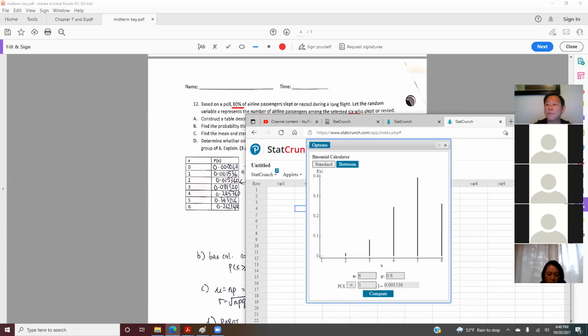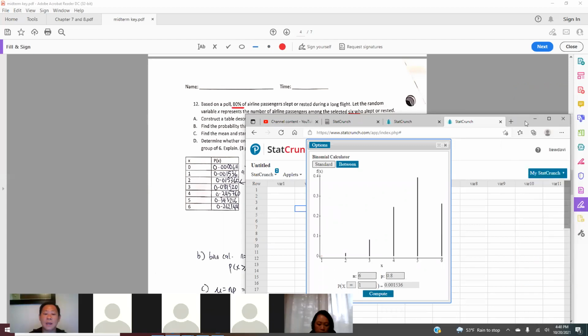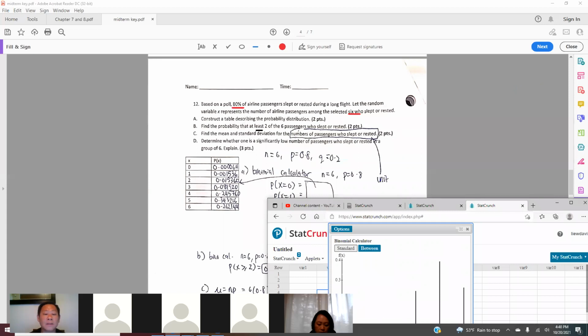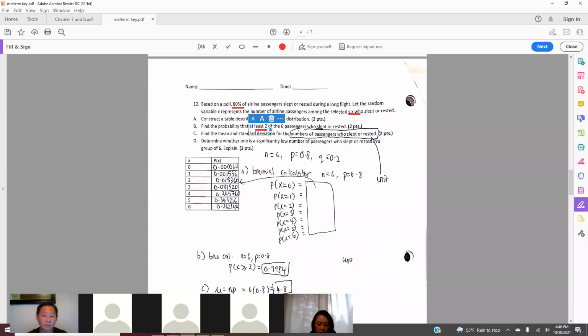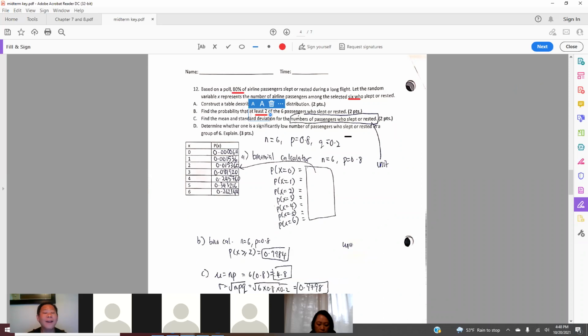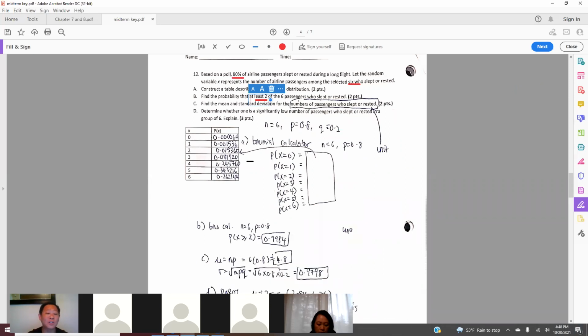Once you get this number filled in, all 0 to 6, then you can figure out the probability of at least 2. So this one, you guys read it. The words at least 2 mean 2 or more. So if you take 2, 3, 4, 5, 6, and you add all this probability, you will get this number 0.9984, because that's the meaning of at least 2. That means 2 or more.